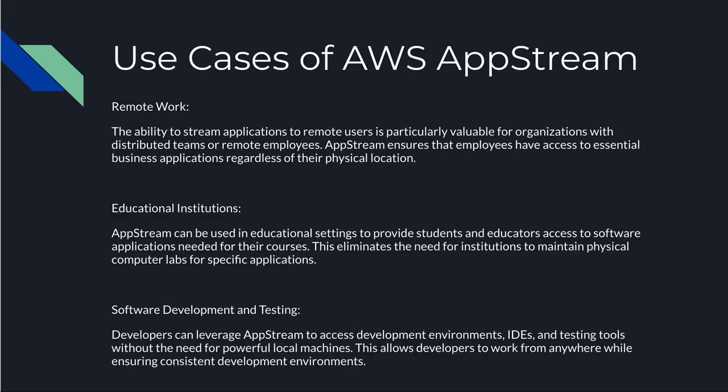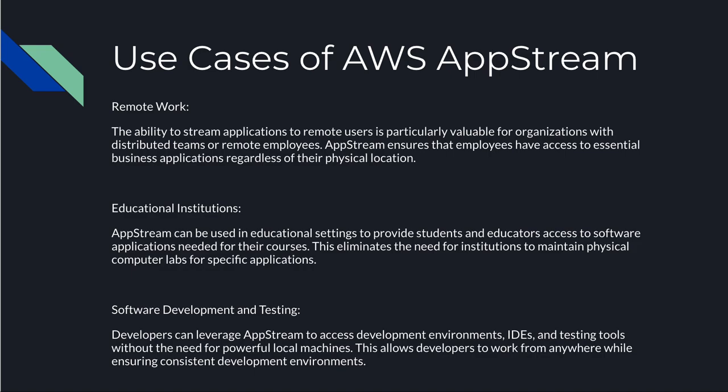Now, if we talk about the use cases for AWS AppStream, this is important to understand, where you can use AppStream, in which cases it's beneficial to use it. So the very first thing is remote work. Now, the ability to stream the applications to remote users is particularly valuable in organizations which have distributed teams and remote employees. So suppose your employees are geographically distributed and they all have to access the application and the data in a secured manner.